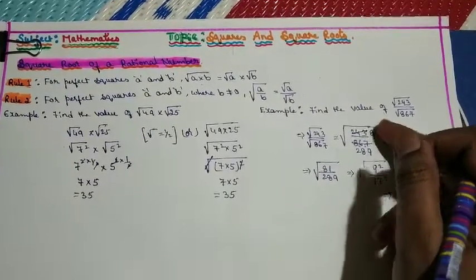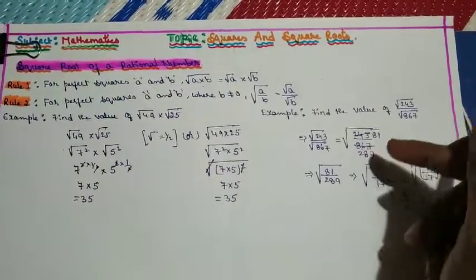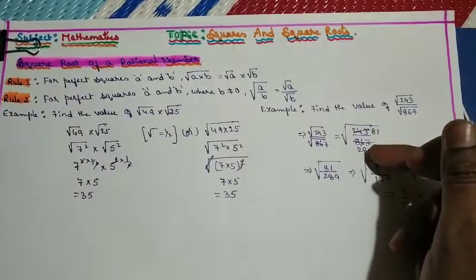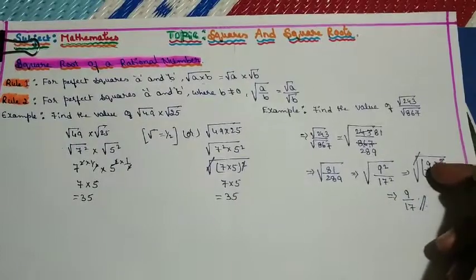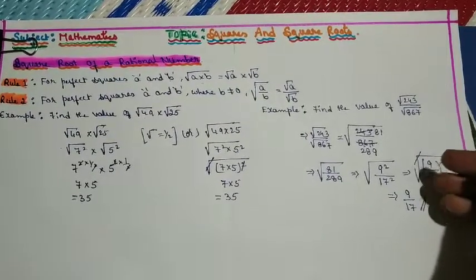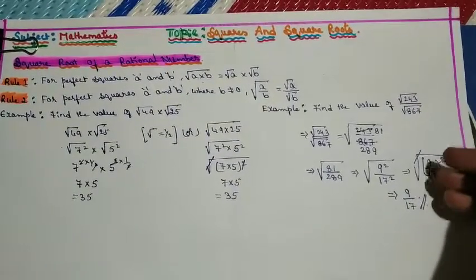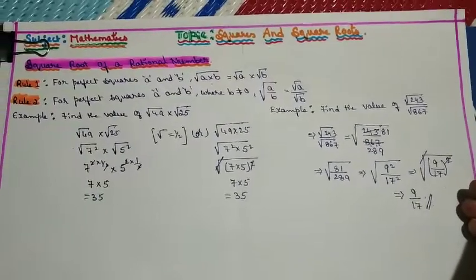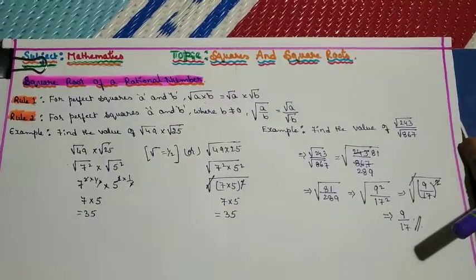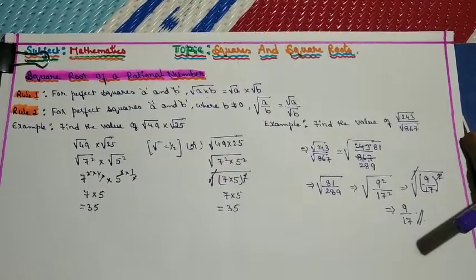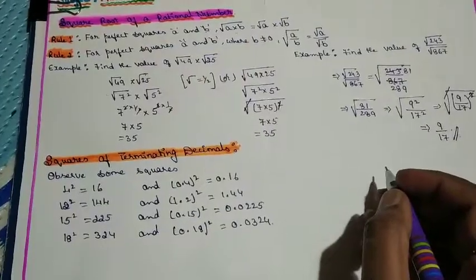You can take it under one square root and check which is the common factor in both numerator and denominator. Then you can go for cancellation, then convert into square numbers and find the value of the given question. Clear? Now we'll move to the next concept. The next concept is squares of terminating decimals.